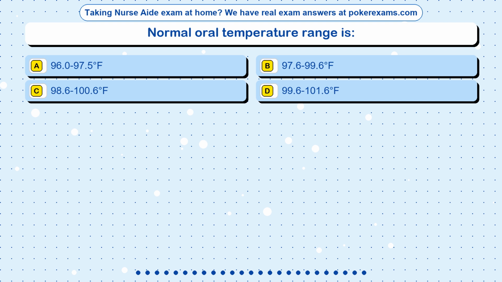Question 1. Normal oral temperature range is: Option A, 96.0 to 97.5 degrees Fahrenheit. Option B, 97.6 to 99.6 degrees Fahrenheit. Option C, 98.6 to 100.6 degrees Fahrenheit. Option D, 99.6 to 101.6 degrees Fahrenheit.